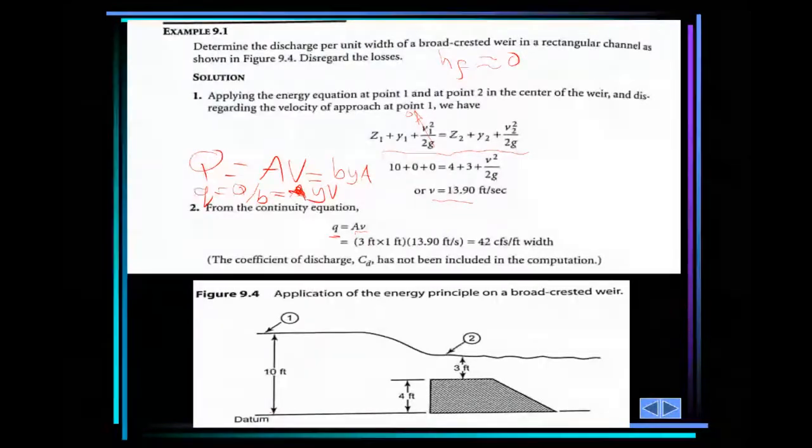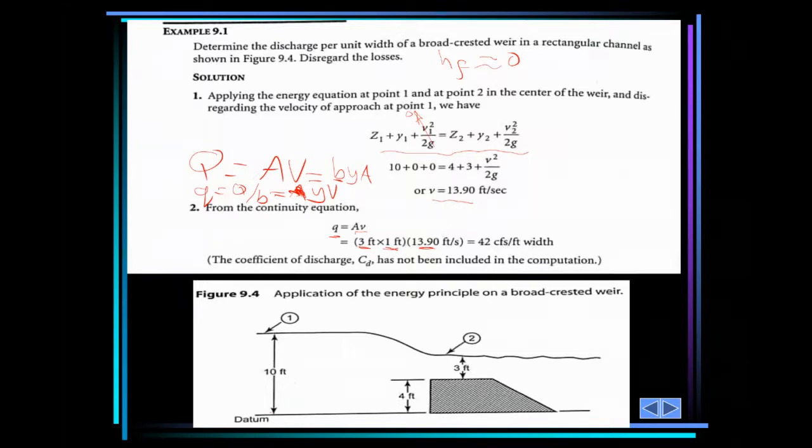So I have Y to be 3, and per unit width we are taking the width B to be equal to 1 foot. Then this is the velocity, which we found from the energy equation. So this is 42 cubic feet per second per foot width. The coefficient of discharge, CD, has not been included in the computation.